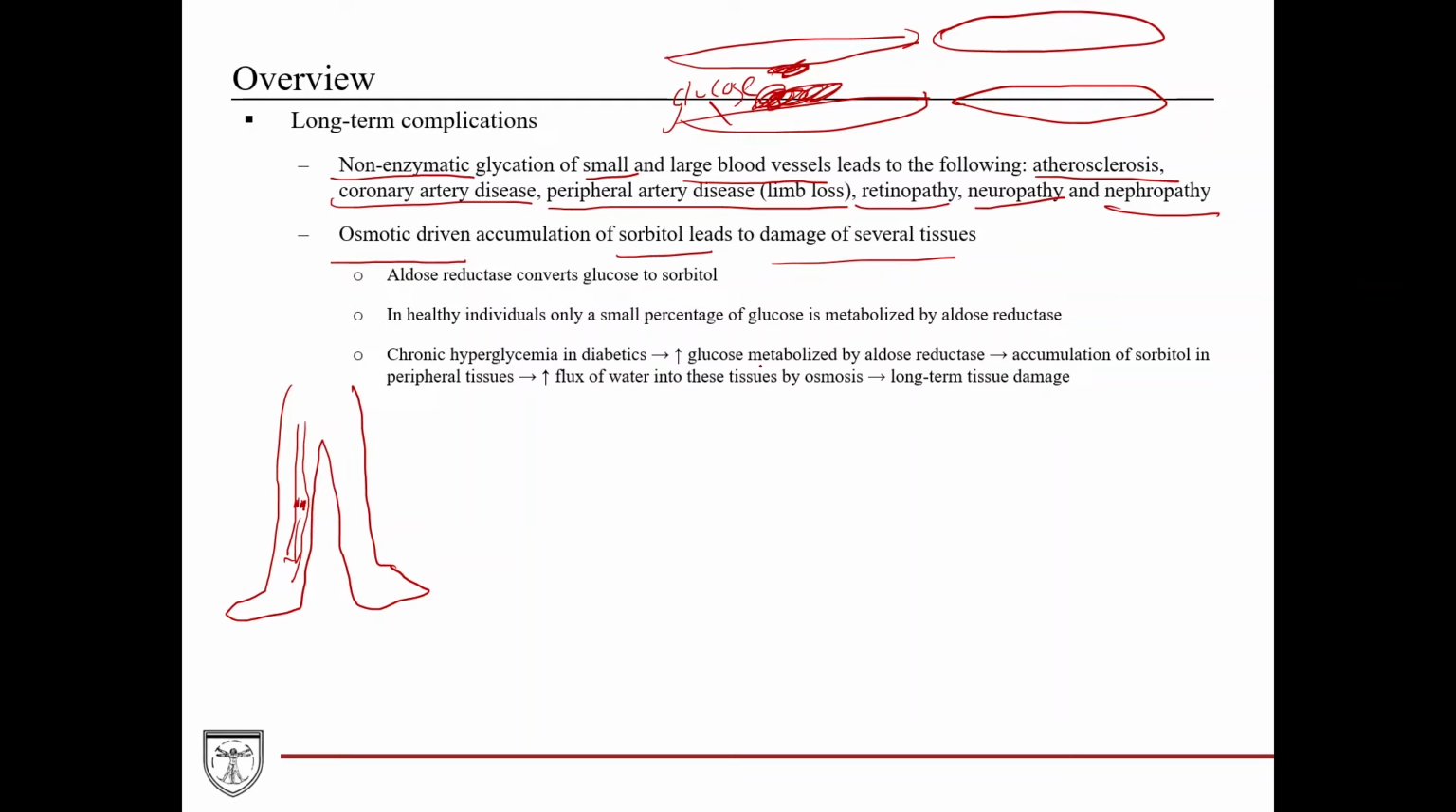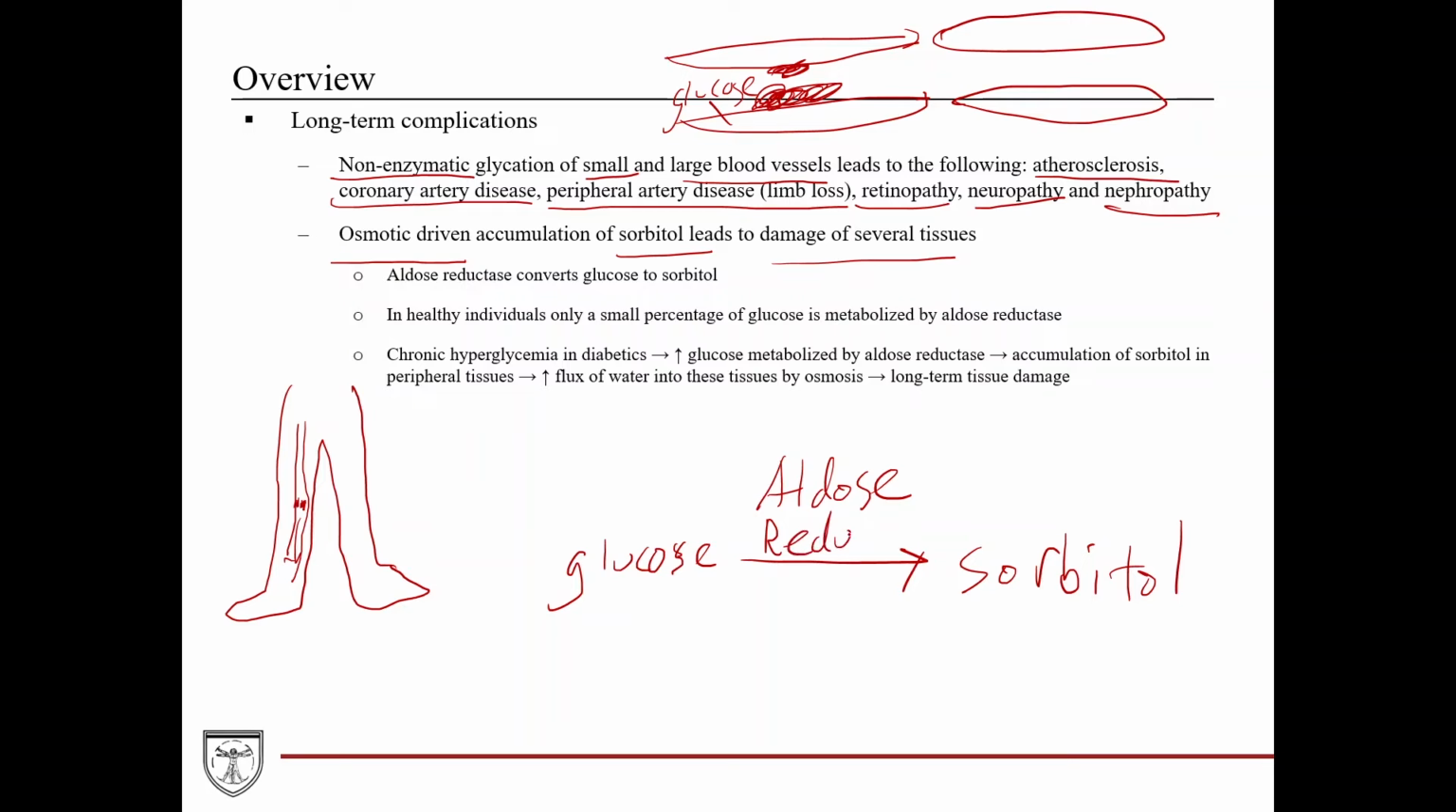So how that happens exactly is, you have one pathway for glucose to be metabolized. It can be converted into this other molecule called sorbitol. And the enzyme that catalyzes that is aldose reductase. So this pathway in a healthy individual is not typically used. It's used at a much lower rate.